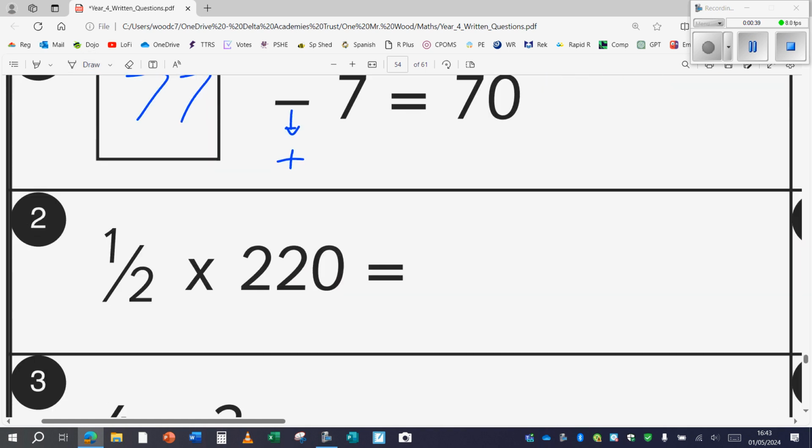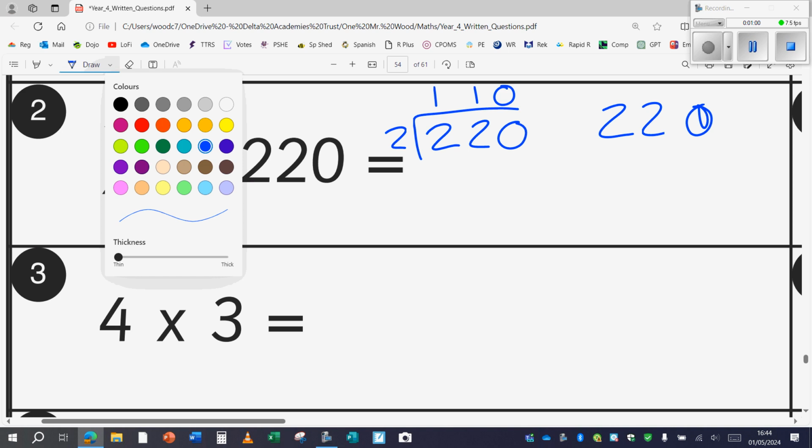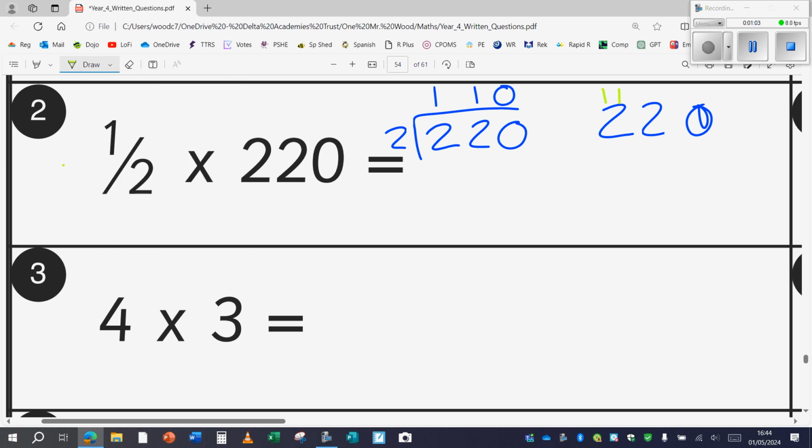Yes, I do. For number 2 here, I've got half of 220. So the children can either use bus stop division. How many 2's go into 2? 1. How many 2's go into 2? 1. How many 2's go into 0? 0. Or they can write 220 and then, using our place value knowledge, we can half each place. So half of 200 is 100. Half of 20 is 10. Then half of 0 is nothing. So we add them together to get the same answer.